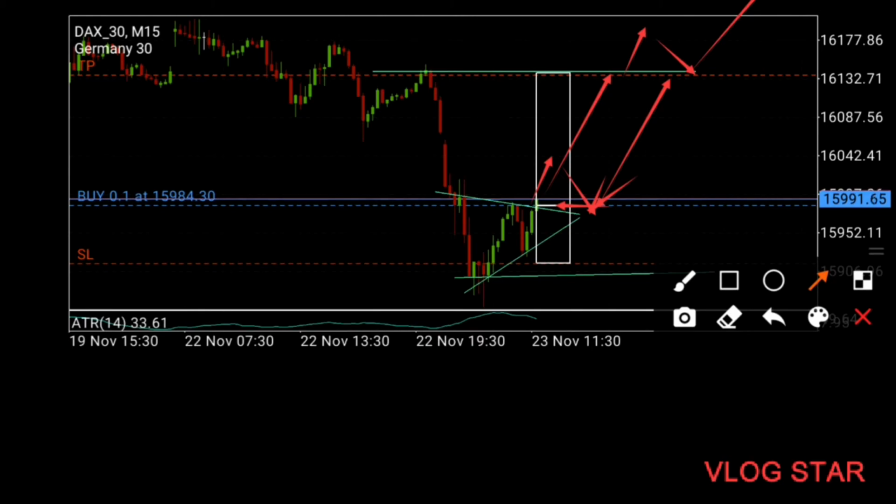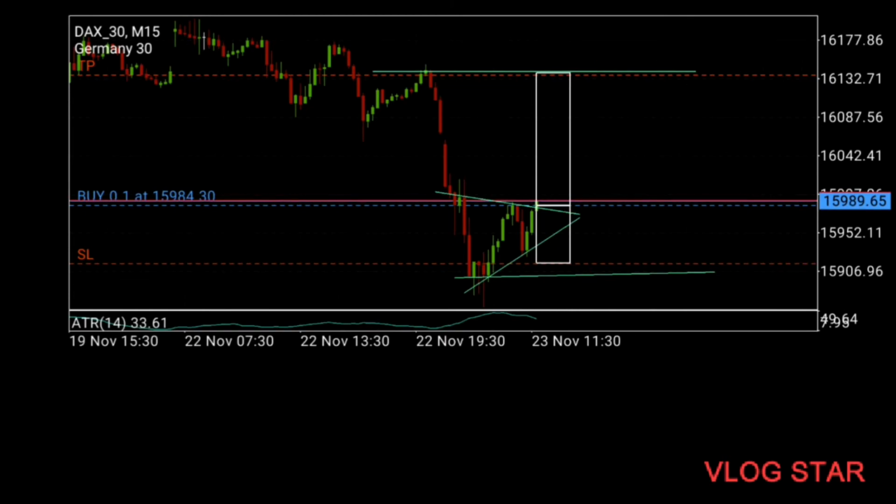I know that I'm safe because I have my stop loss below the low. So if the market comes back and breaks this low, I know that my setup is invalid. I exit the market. So guys, it's as simple as that.